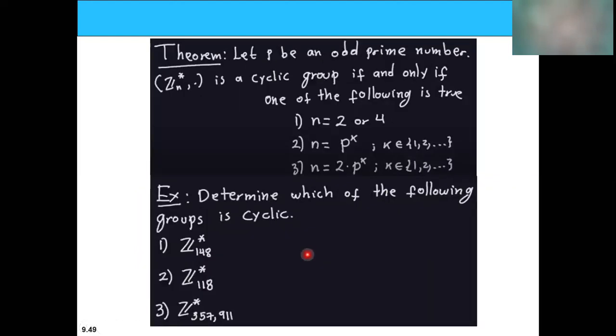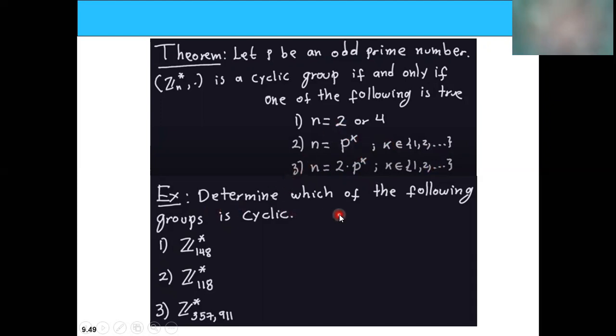So the theorem: let p be any odd prime. Zn star is a cyclic group if and only if one of the following conditions holds: n is 2, n is 4, or n is some power of an odd prime, or n is 2 times some power of an odd prime, where k belongs to 1, 2, 3, and so on, all positive powers.